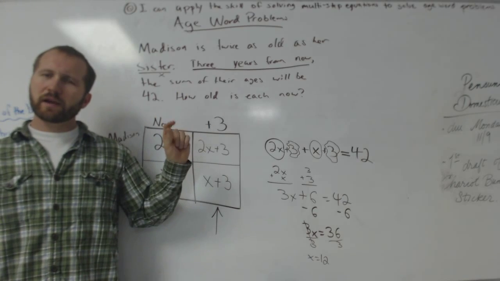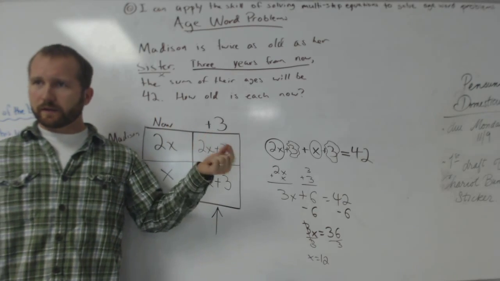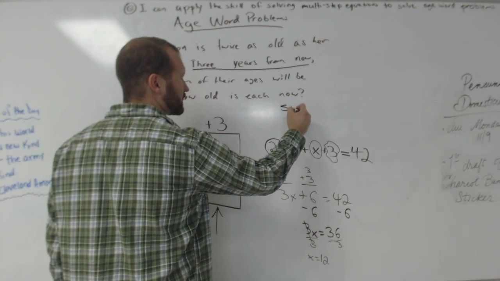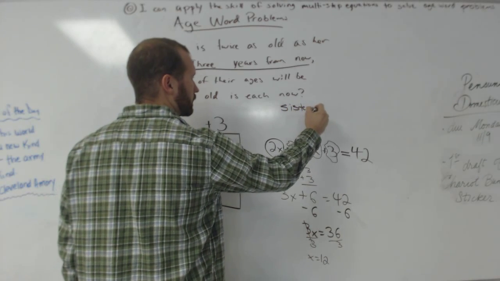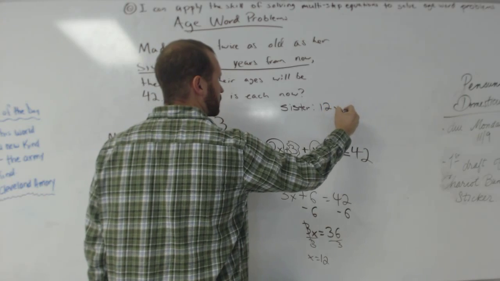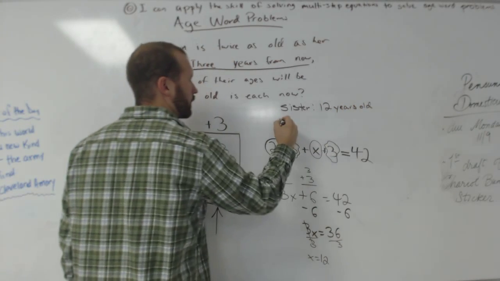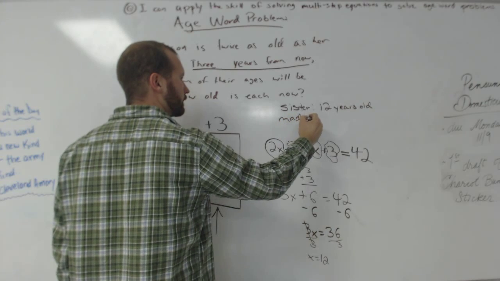Now in this case, I'm okay if you don't write sentences. This is how I'd like to see your answers. So I'm going to say sister is 12 years old. Madison is 24.